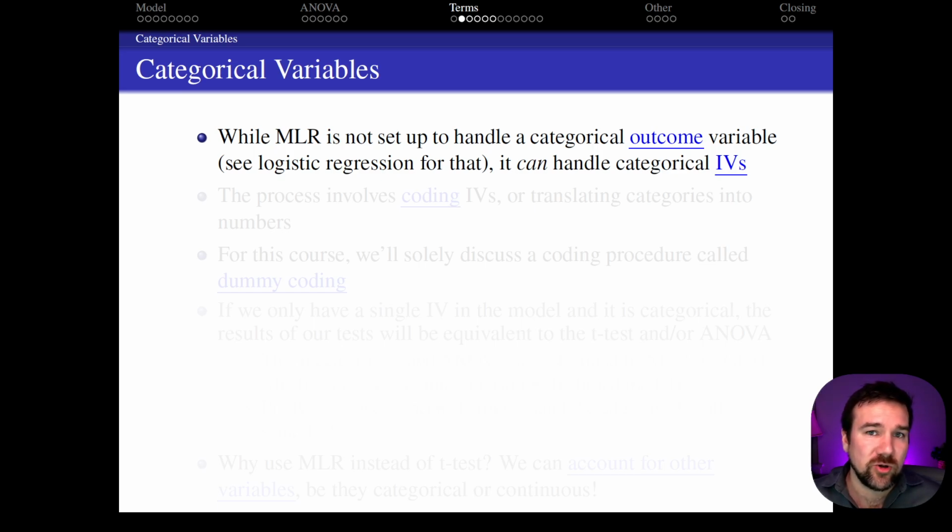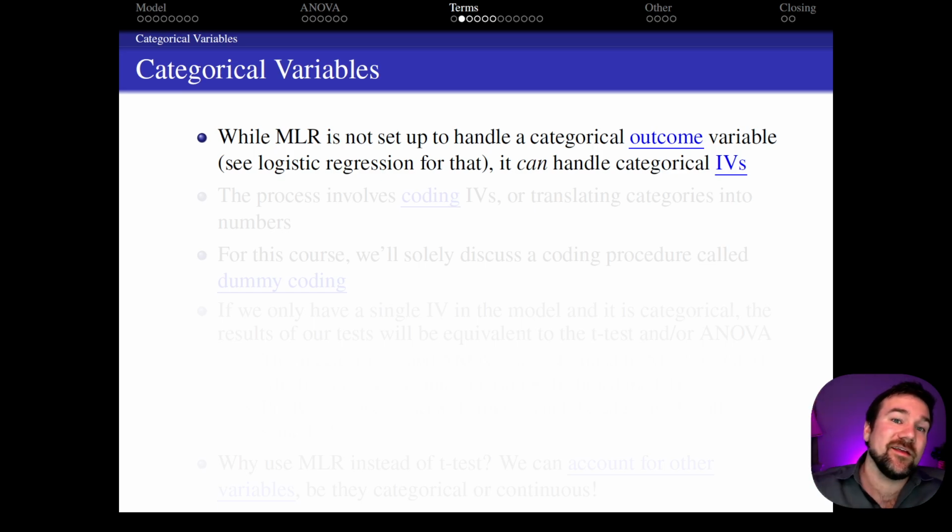Remember, if you have a categorical outcome variable, the recommendation is simply that you convert any continuous independent variables to categories and then use your chi-squared analysis, which looks at the relationship between two categorical variables. What multiple regression can handle is categorical independent variables. So think about when we have an ANOVA or a t-test, we have a categorical independent variable. A t-test has two categories, and ANOVA has two or more categories.